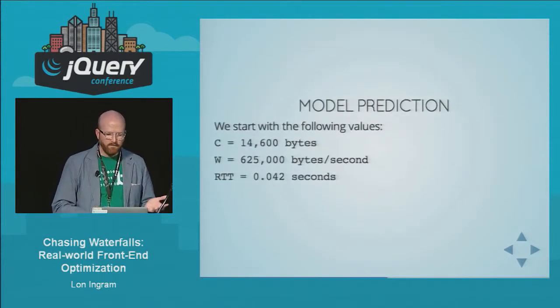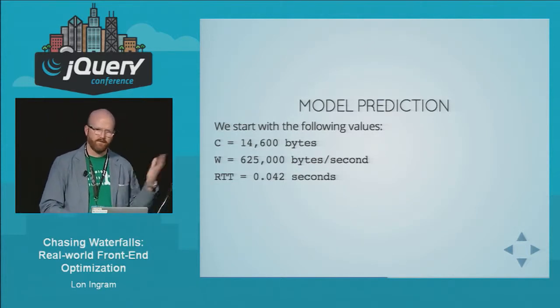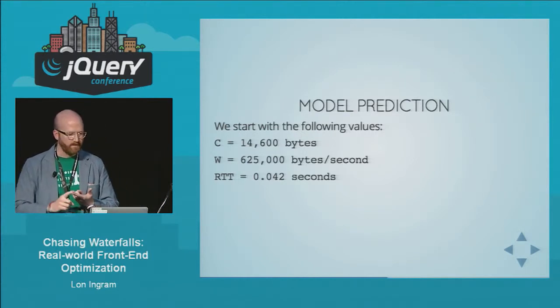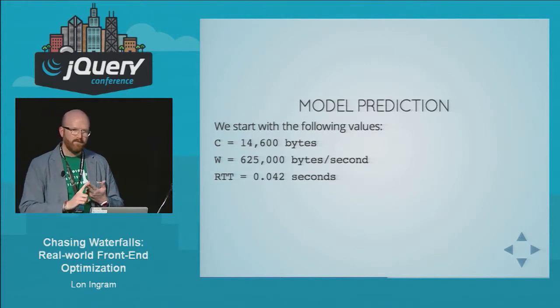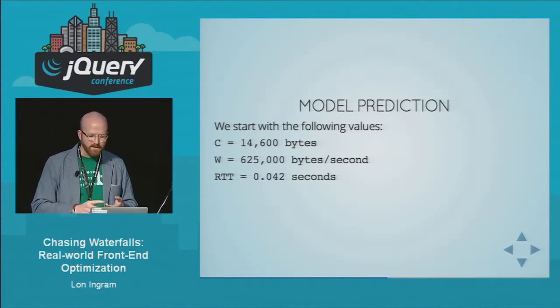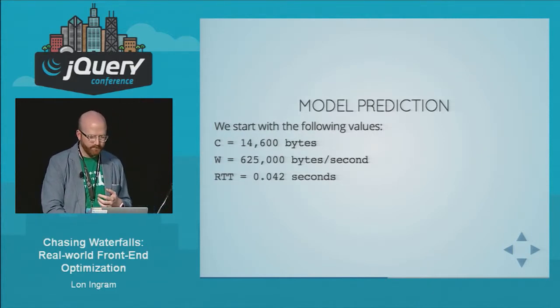So let's ask our model. We're going to start with the following. These are the values that I used when I actually did this experiment. They're different than the example, but it doesn't really matter that much. So an initial cwnd, or congestion window, of 14.6 kilobytes. Our bandwidth is going to be 5 megabits per second, or about 625 kilobytes per second. And our round trip time is going to be 42 milliseconds.